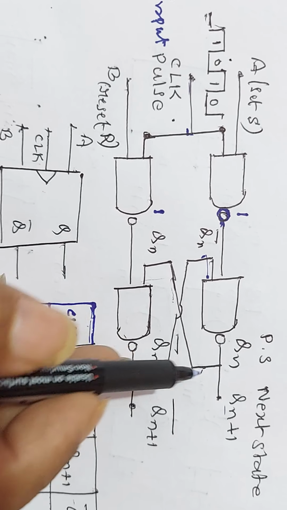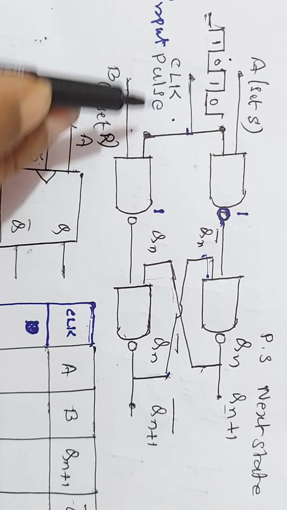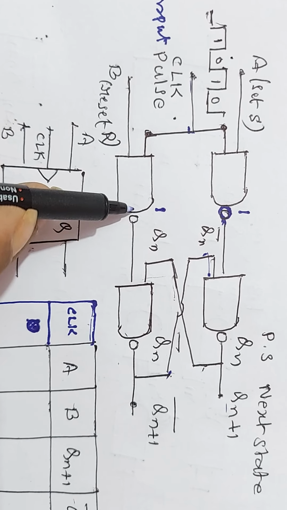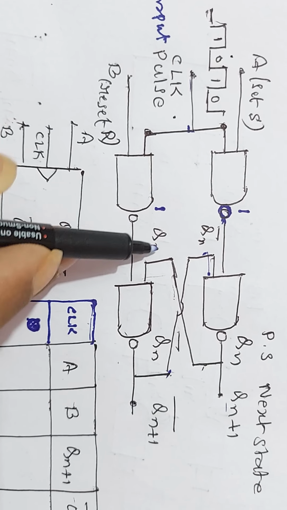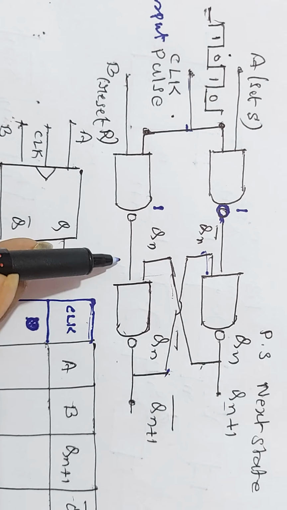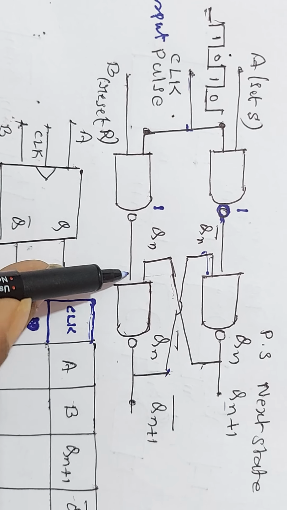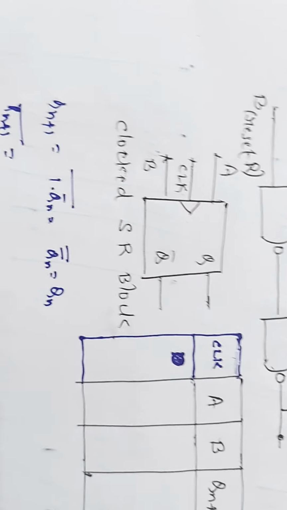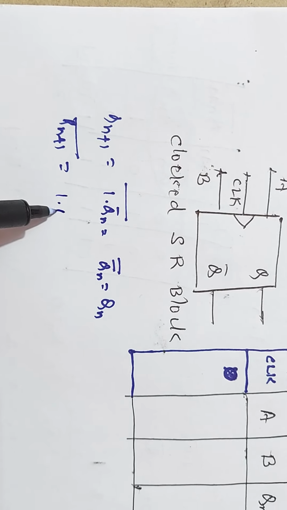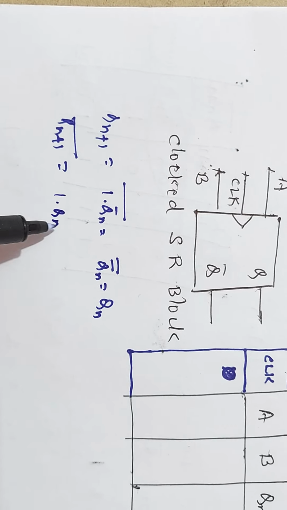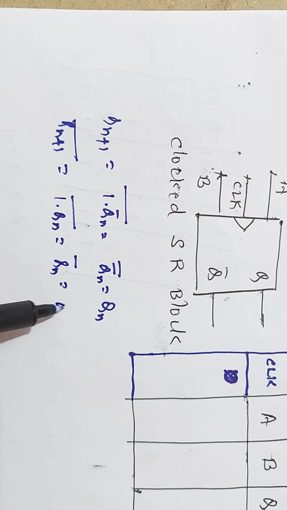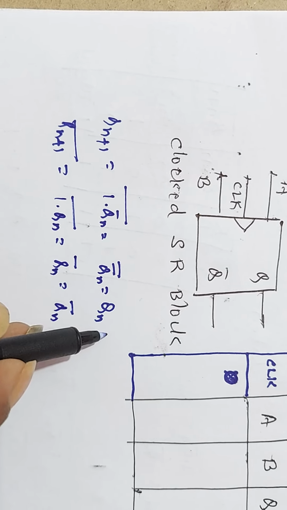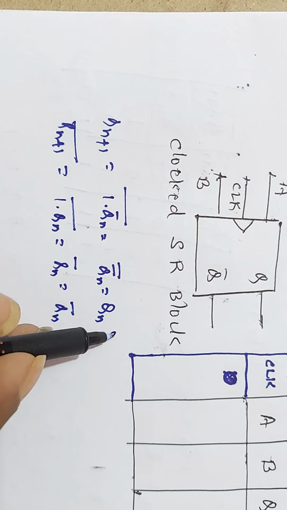from here you are getting Qn. Since the clock pulse input is 0, output of this NAND gate is 1. 1 and Qn are the inputs for this gate. 1 into Qn is Qn. Output of this is 1 into Qn, whole bar. Therefore, Qn plus 1 bar is 1 into Qn, whole bar, which is equal to Qn bar. So one output is Qn, another output is Qn bar.